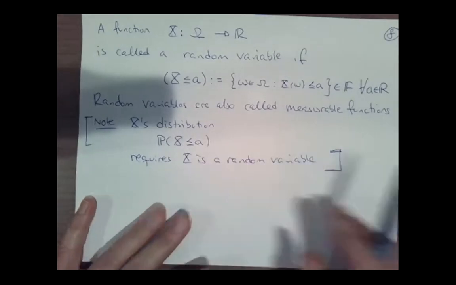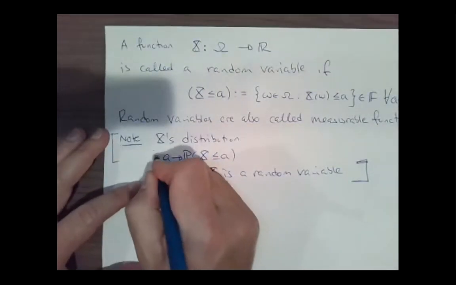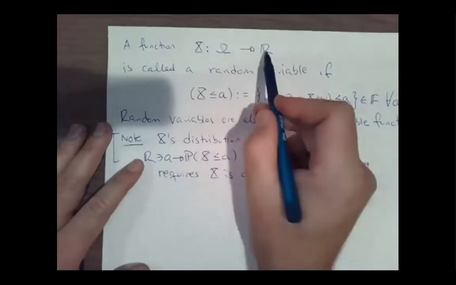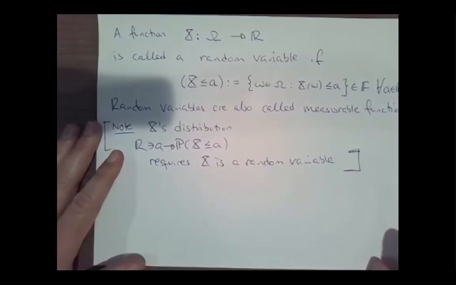This is X's distribution. This is the map that takes A, which is something in the codomain R, and maps it into this probability. That's called X's distribution.